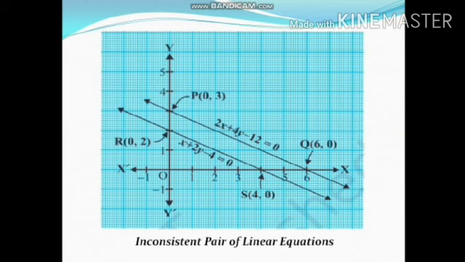See the graph, student. In this graph, this line shows 2x + 4y - 12 = 0, and this is the graph of line x + 2y - 4 = 0. The lines do not intersect at all. This means that the equations have no common solution, and a pair of linear equations which has no solution is called an inconsistent pair of linear equations.